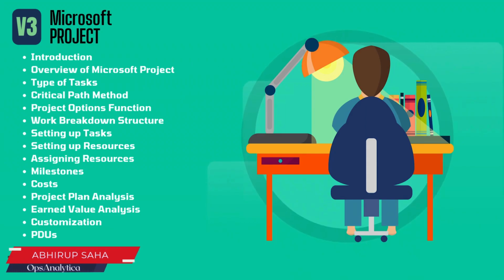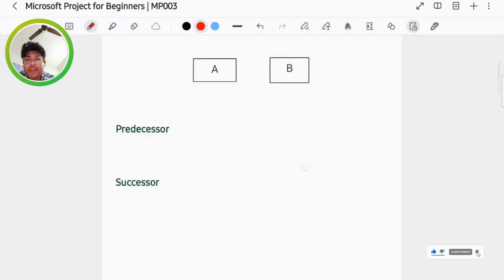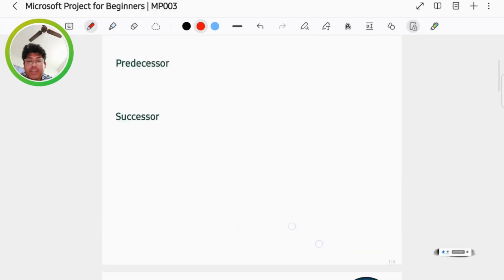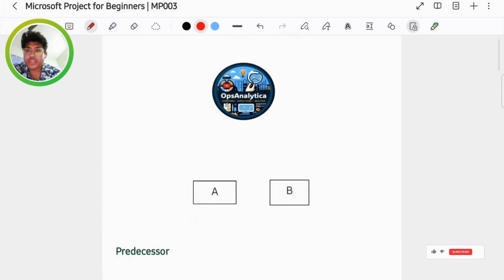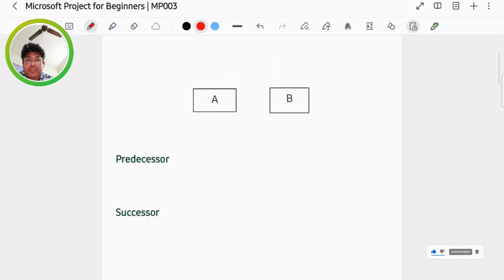So without wasting any time, let's start. In this video, we will talk about successor, predecessor, and also the types of task links. These two things are very much required whenever we are working on Microsoft Project. These are some of the key parameters that we have to know. First we will talk about predecessor and successor.